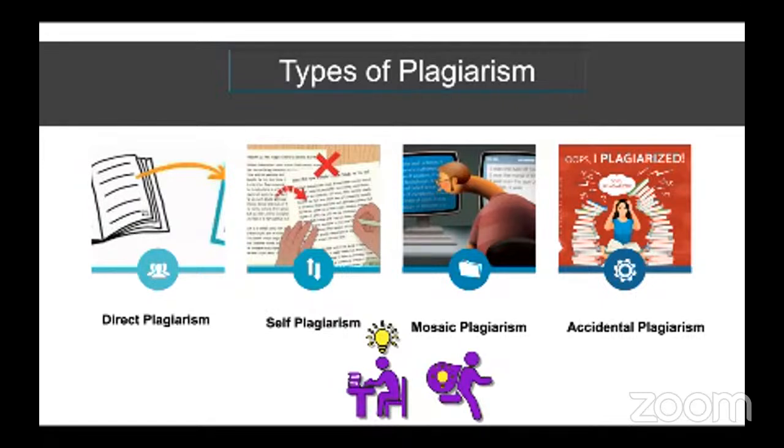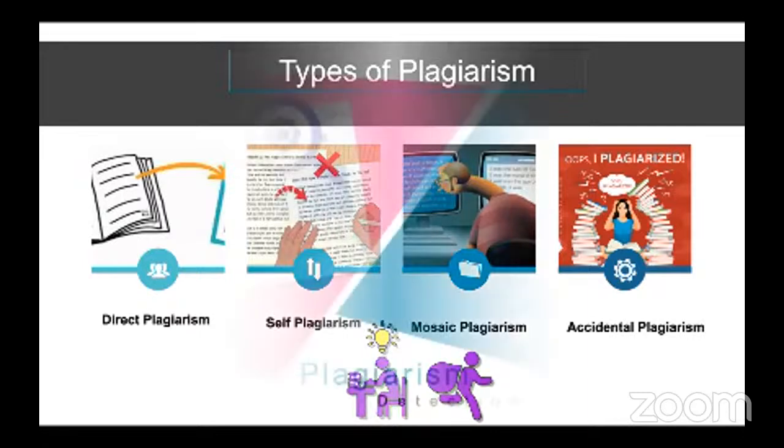So there are four types: direct plagiarism, self-plagiarism, mosaic plagiarism, and accidental plagiarism. I hope you got the idea about the different types of plagiarism.